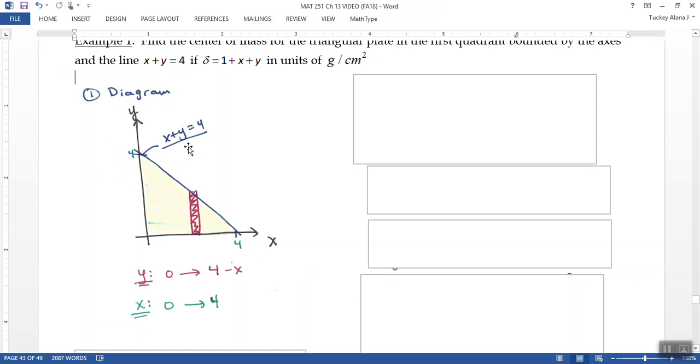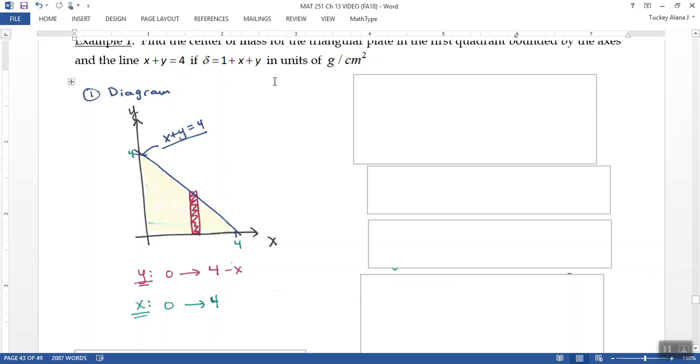I solved it for y in my head. And then I'm going to make x go from 0 to 4. Remember, you can't go 0 to 4, 0 to 4 because that would be a square, and this is not a square. So you have to have one of these have variables in it. I just picked y, but you could have picked x just as easily. If you did x, it would be 0 to 4 minus y, and then y would go from 0 to 4.